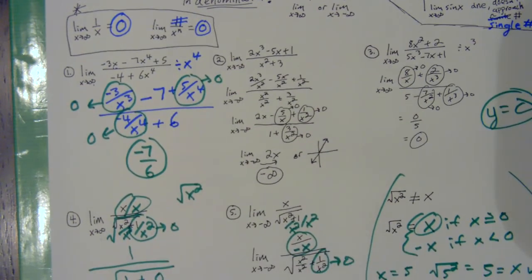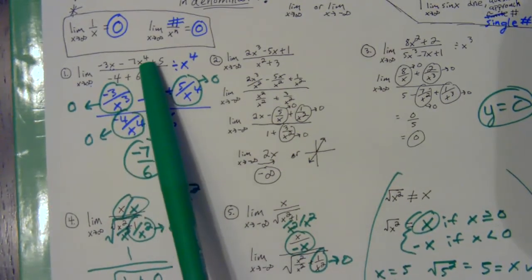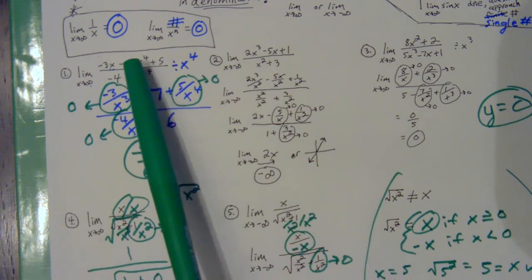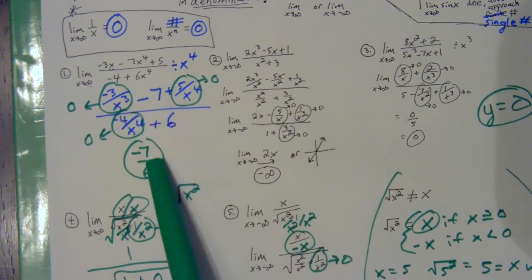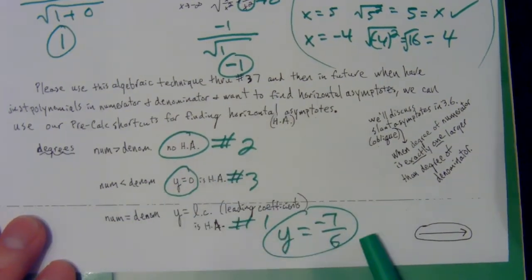But anyways, notice that it's x to the 4th over x to the 4th as the highest degree. So the leading coefficient is -7/6, and that's the horizontal asymptote right there. So we're going to be using those pre-calc shortcuts when we're doing all of our graphs and stuff like that.